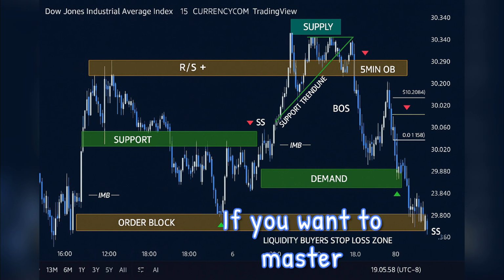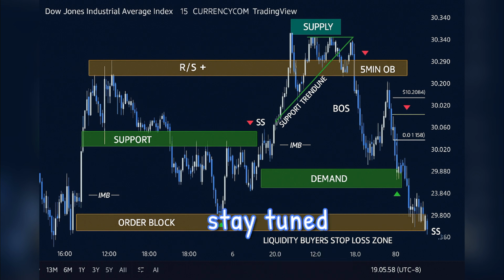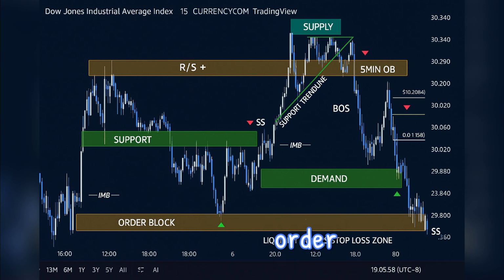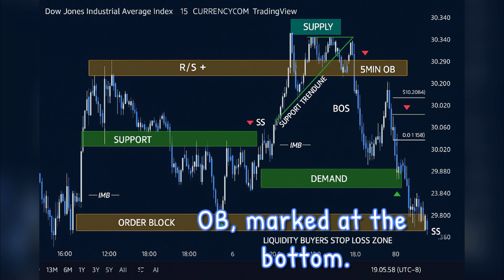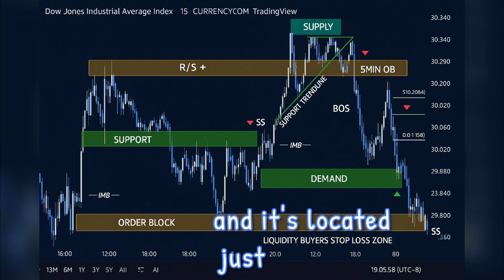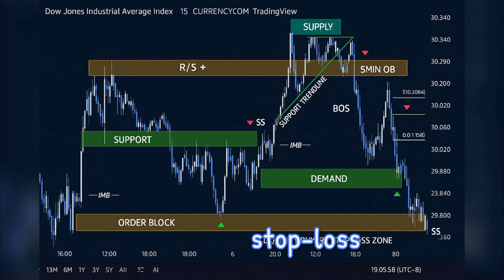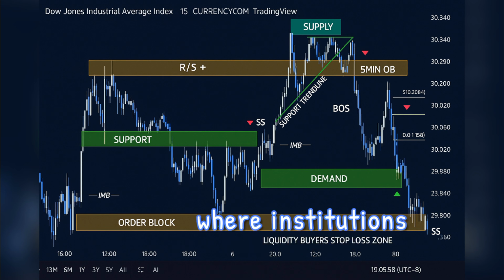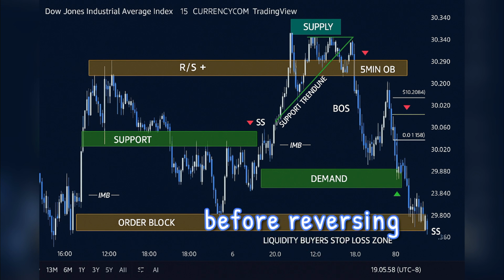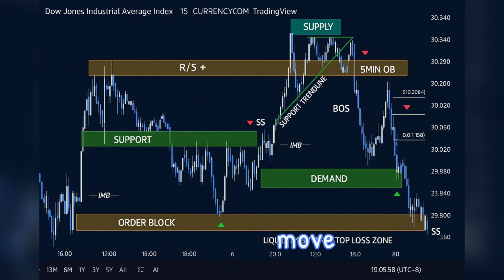If you want to master institutional level trading, stay tuned as we decode each zone, move, and manipulation step by step. We begin at the far left where price taps into a strong bullish order block, OB, marked at the bottom. This OB acts as a foundational demand zone, and it's located just above the liquidity buyer's stop-loss zone, a critical area where institutions typically trigger retail stop-losses to grab liquidity before reversing the market. This sweep of liquidity fuels the strong upward move that follows.